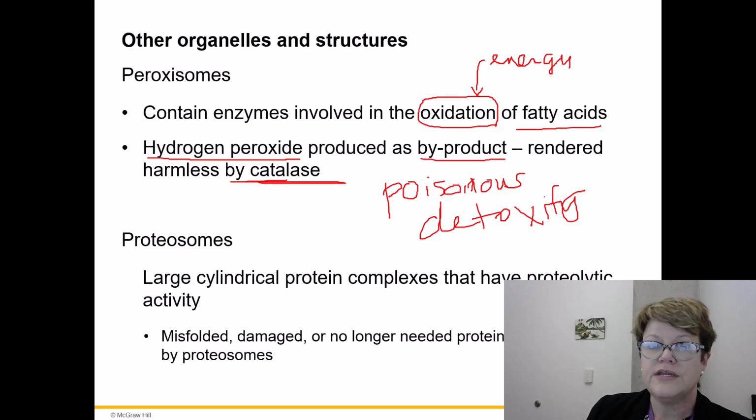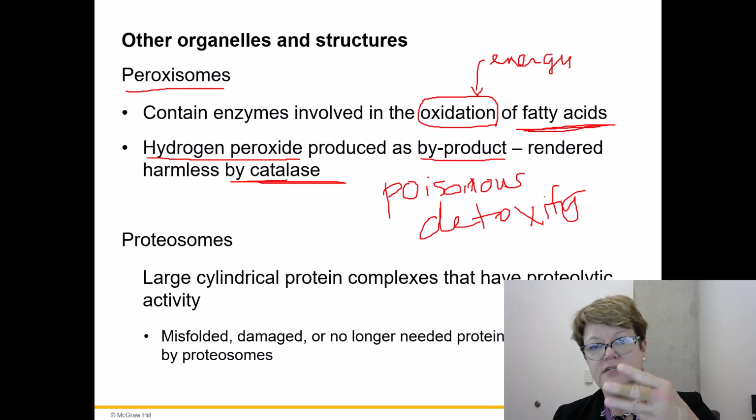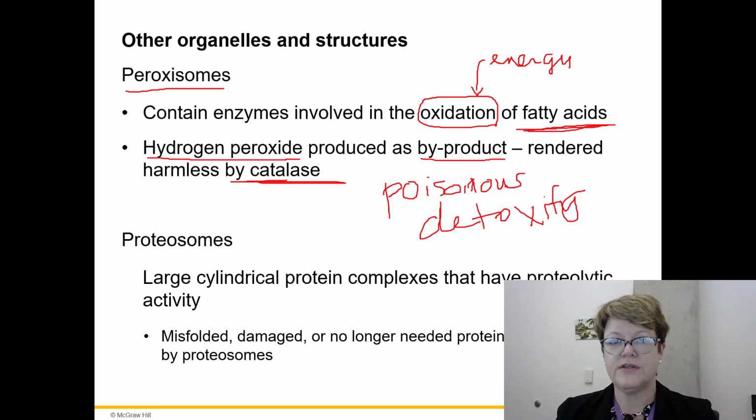So inside the peroxisome, there are reactions to break down fatty acids, which is good. That's how, if you're trying to lose weight, fatty acids are part of those triglycerides. And so the triglycerides can be broken down and then the fatty acids can be broken down. That's how your body breaks down fat. But when your body is breaking down fat, you produce this hydrogen peroxide, which would be poisonous, except you have in your peroxisome catalase, which detoxifies it. So it's a whole system. It works really well.